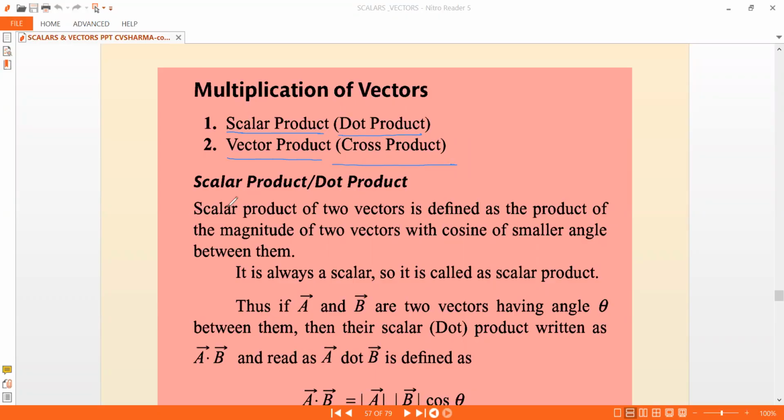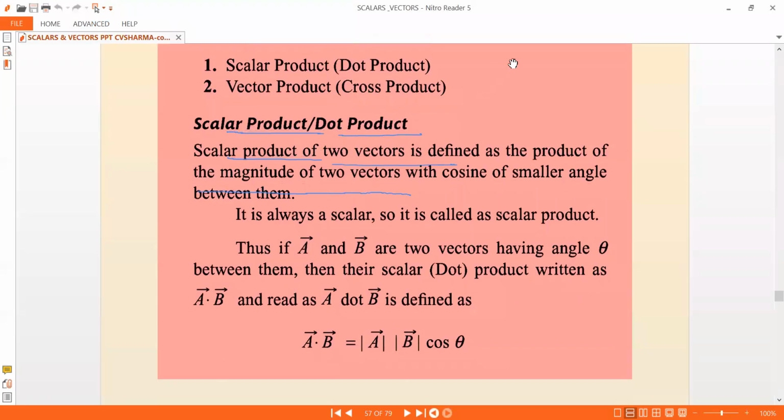So what is the scalar product or dot product of vectors? Very, very simple. This is very easy. The scalar product of two vectors is defined as the product of the magnitudes of the two vectors with the cosine of the smaller angle between them. So it is always a scalar, so it is called a scalar product. The output is always a scalar.